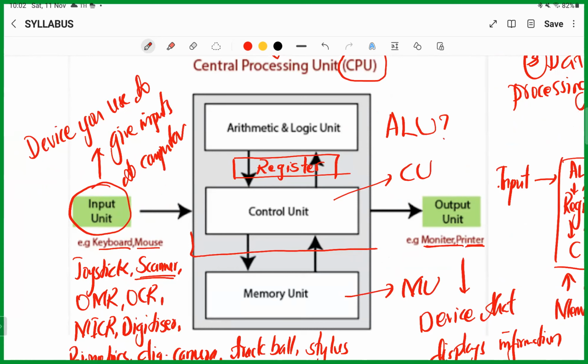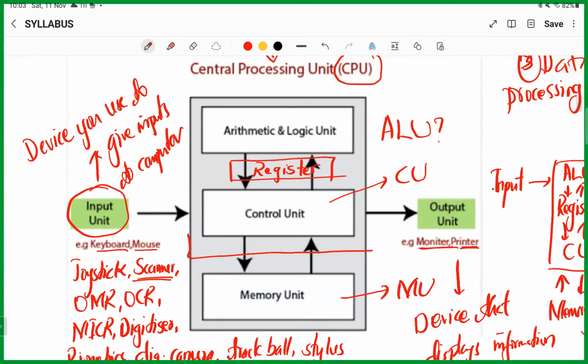As I told you already, there are 3 parts in CPU. The first one is arithmetic and logic unit. The second one is register, and the third one is control unit. First, let us understand what is arithmetic and logic unit. It is a unit where the actual operation takes place.